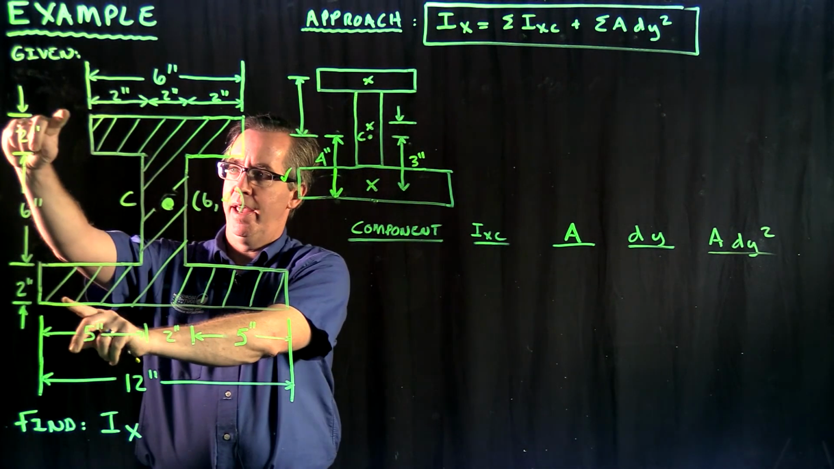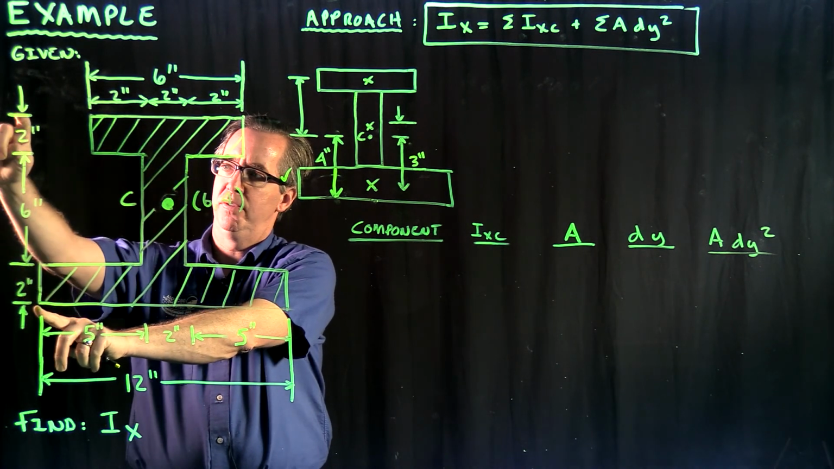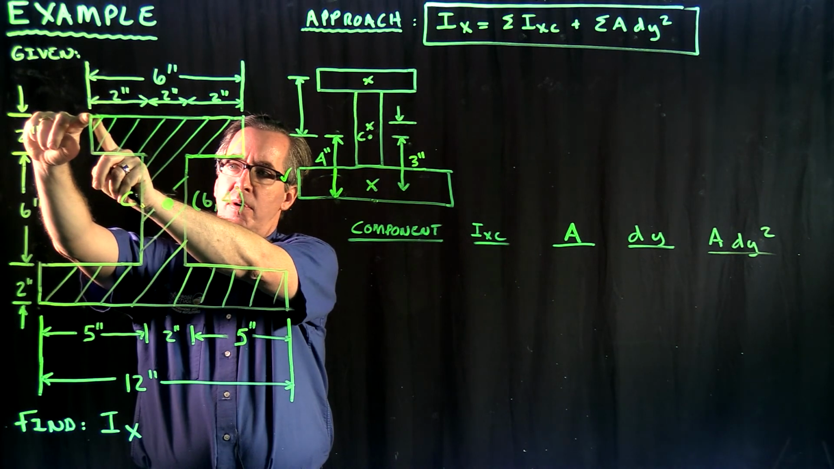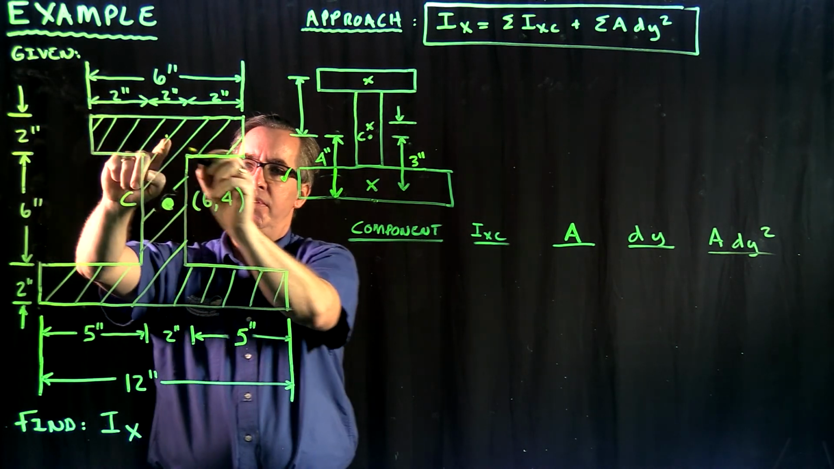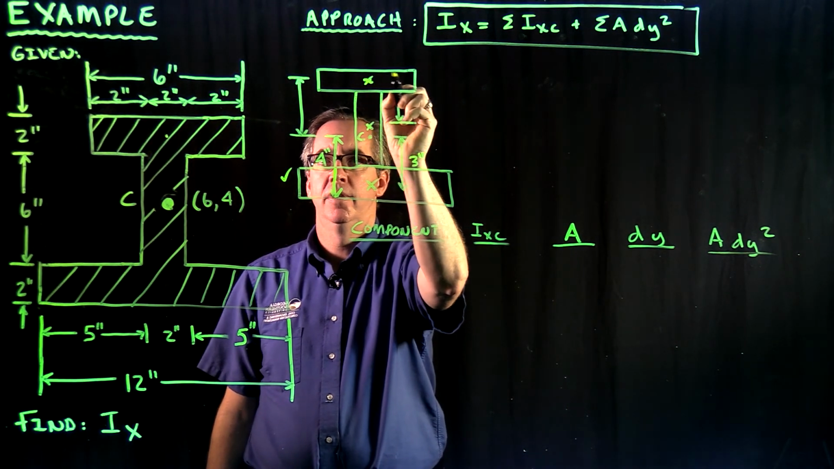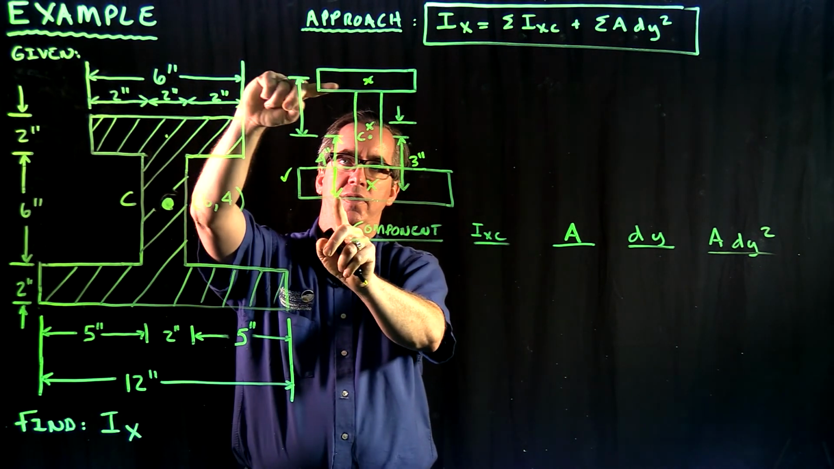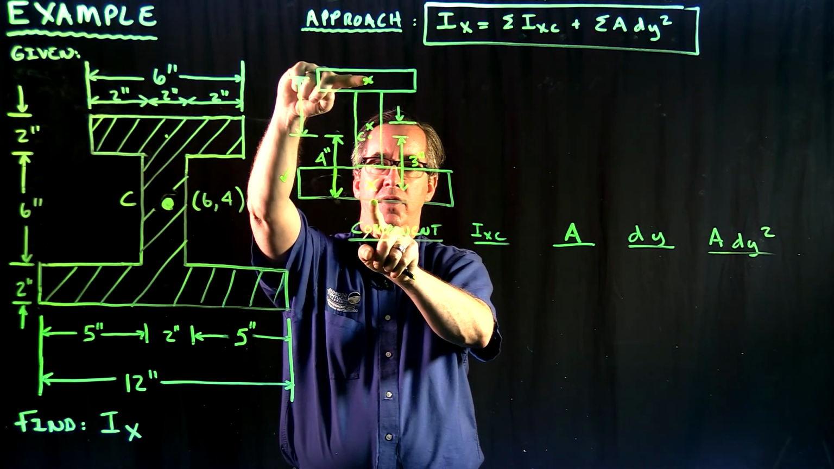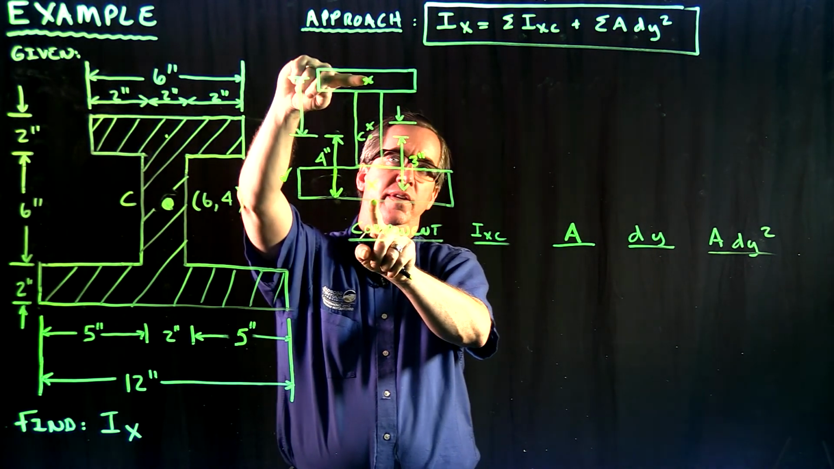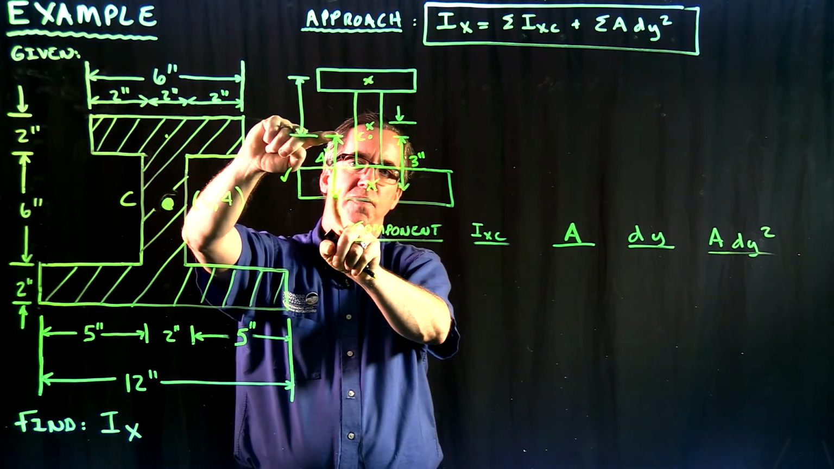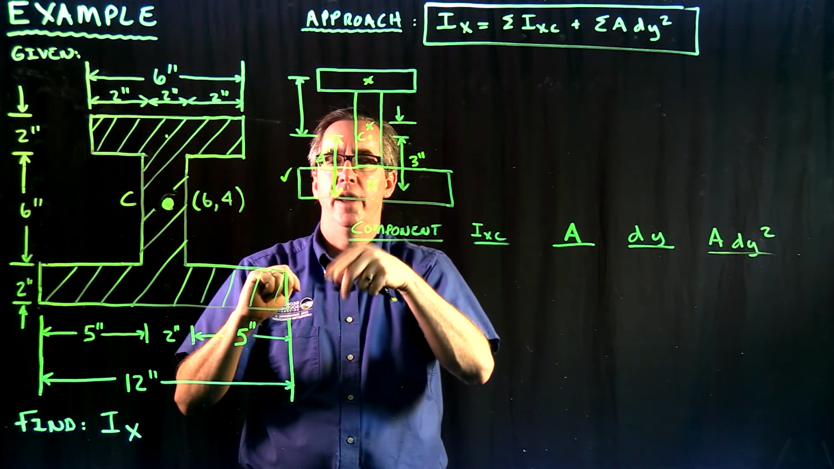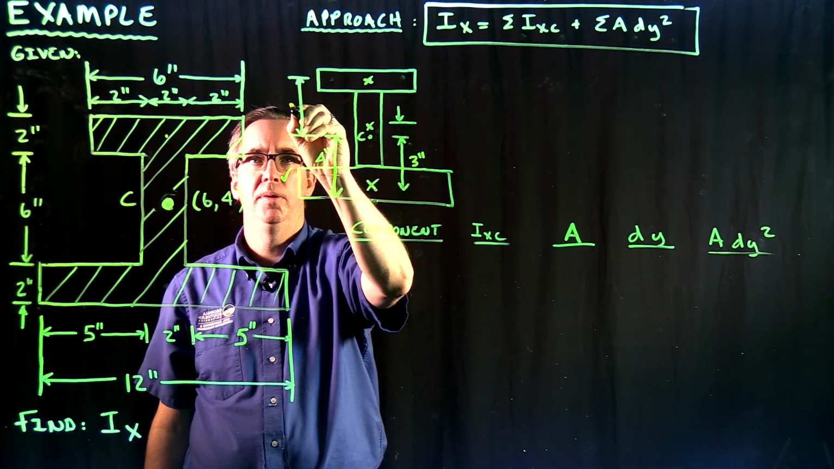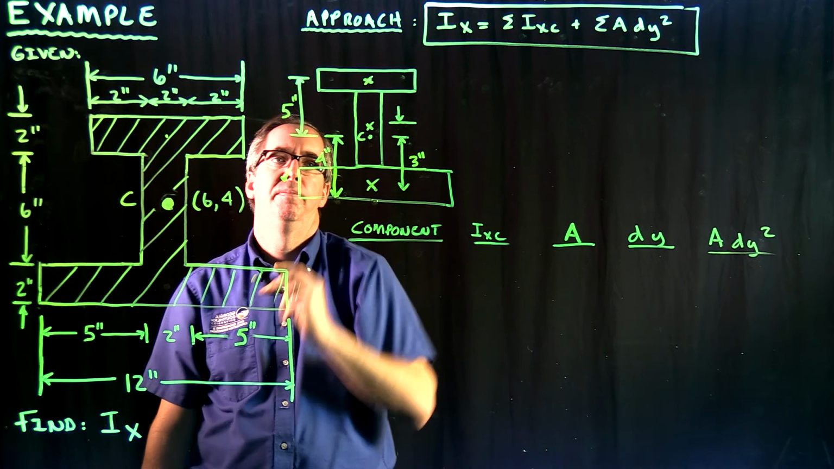Now let's look at the top flange. The overall object has a height of 2 plus 6 plus 2, which is 10. So this whole height is 10. If we go down 1 inch, that would take us to the centroid of this particular flange right here where we have the x. So that tells us that this total distance from the bottom of the object to the centroid of that top flange is 9. If this distance is 9 and this distance here is 4, the dy, the distance from the centroid of this top flange to the centroid of the object, would be the difference between the two, and that's 5 inches.